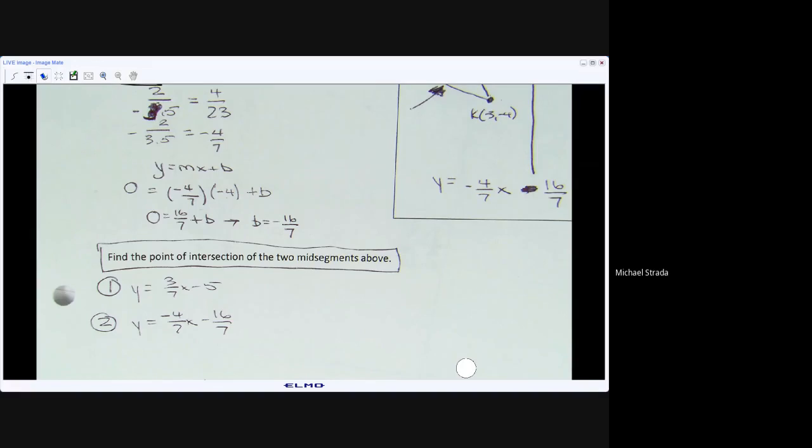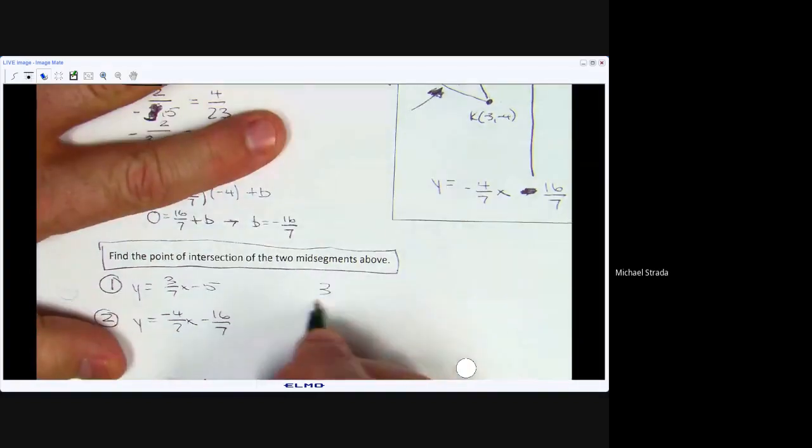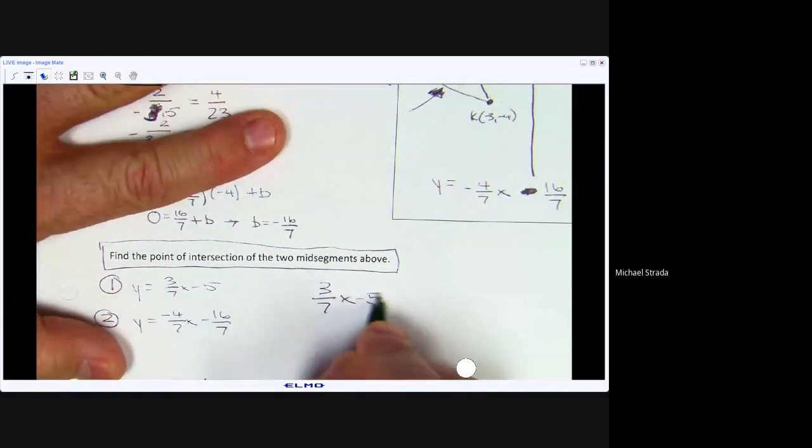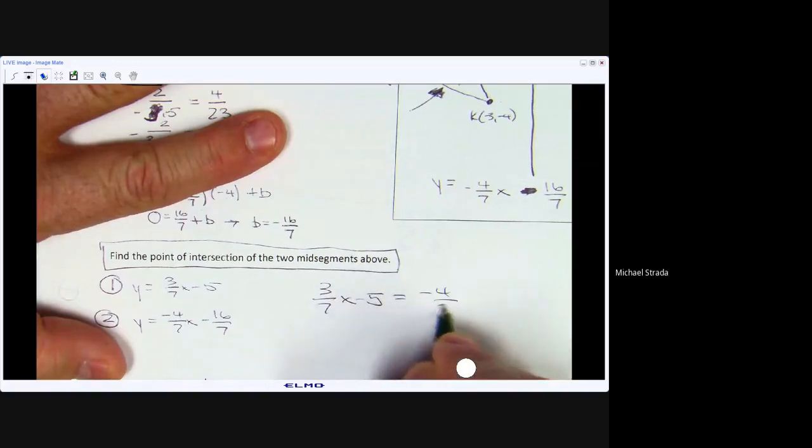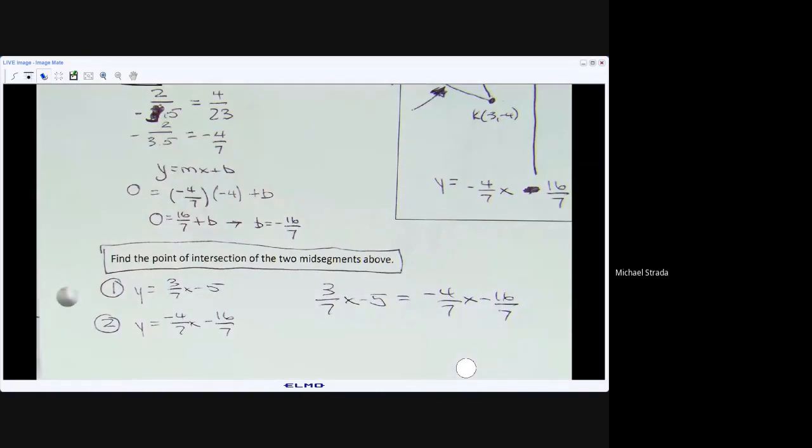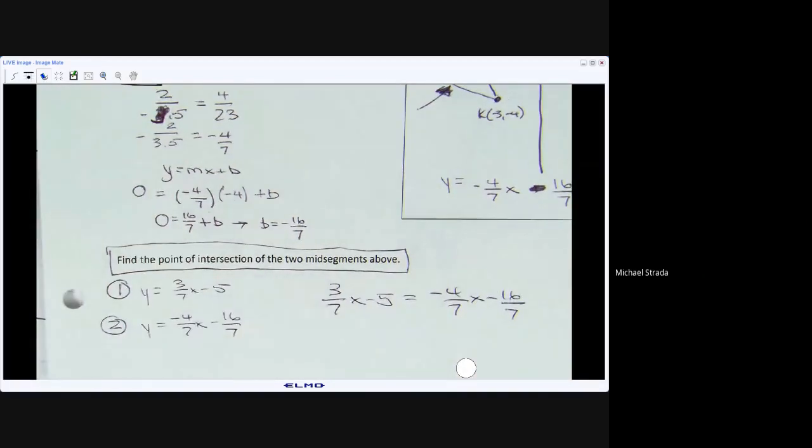Absolutely. So I'm going to take the two mx plus b parts and set them equal to each other. So 3/7 x minus 5 equals negative 4/7 x minus 16/7. And we're coming back to the multiplying by 7 because we definitely are. Now, kids see that, and the first thing they see is fraction. They do. But what's good about our fraction? And that goes back to what was suggested before, multiply by 7.